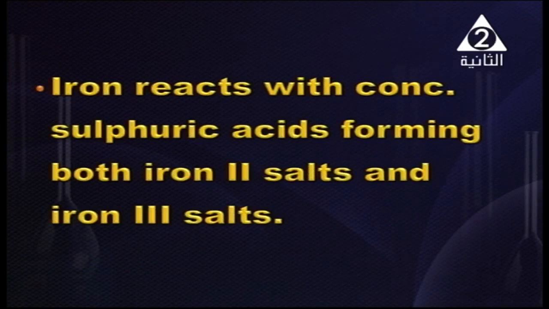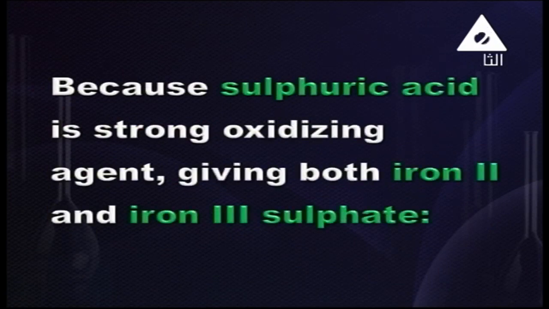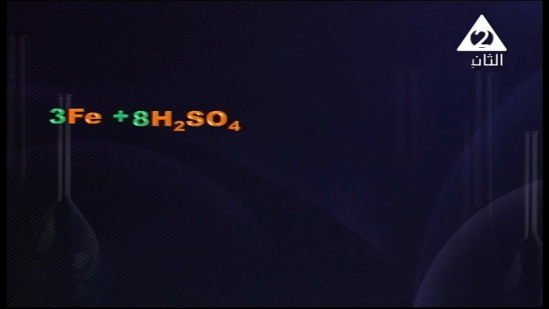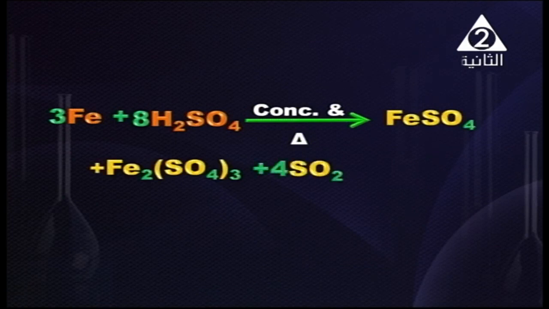Next point, iron reacts with concentrated sulfuric acid forming both iron 2 salts and iron 3 salts, because sulfuric acid is a strong oxidizing agent giving both iron 2 and iron 3 sulfate. As the equation shows on the screen, iron plus concentrated heated sulfuric acid gives iron 2 sulfate and iron 3 sulfate, and sulfur dioxide and water are produced.